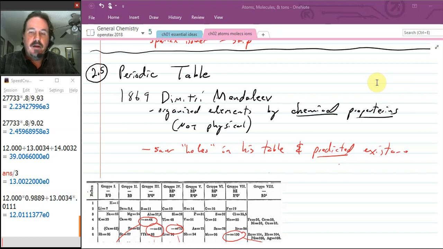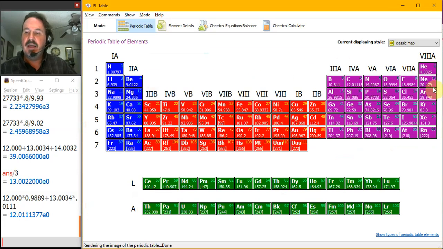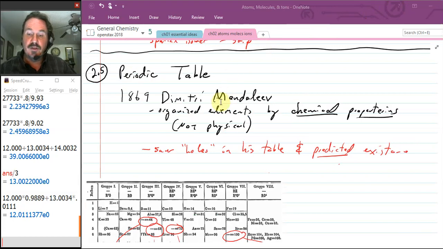Periodic table. It's probably the most famous table in chemistry for sure, the periodic table. I've already pulled it up a couple times. Again, here is the periodic table laid out. Lots of different versions of it out there, different ones in their textbook that you'll see. Where did it come from?